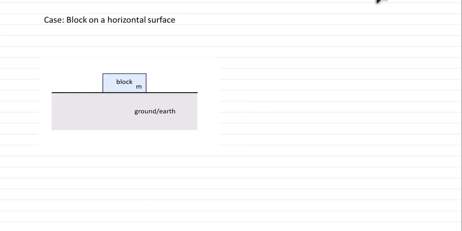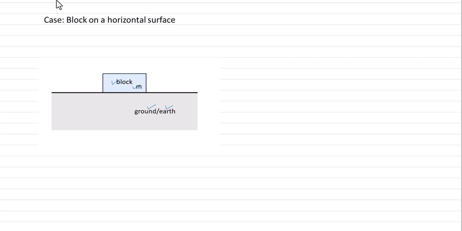So let's start. Let's take the case of a block on a horizontal surface. So we have a system which is made up of two objects over here. We have a block which is having a mass of m kg and it is at rest on the ground. Alternatively, I'll be calling it Earth, keeping in view the nature of the forces that we are going to discuss. So first question, what are all the forces acting in this system?